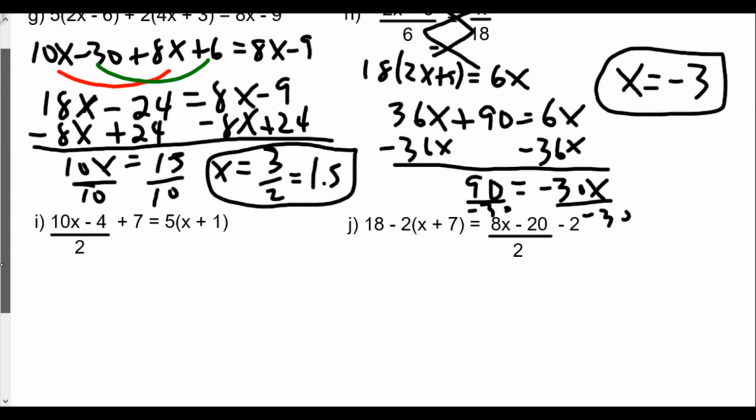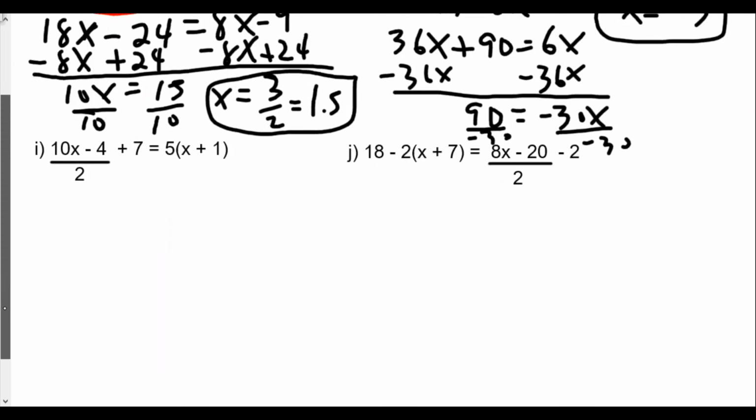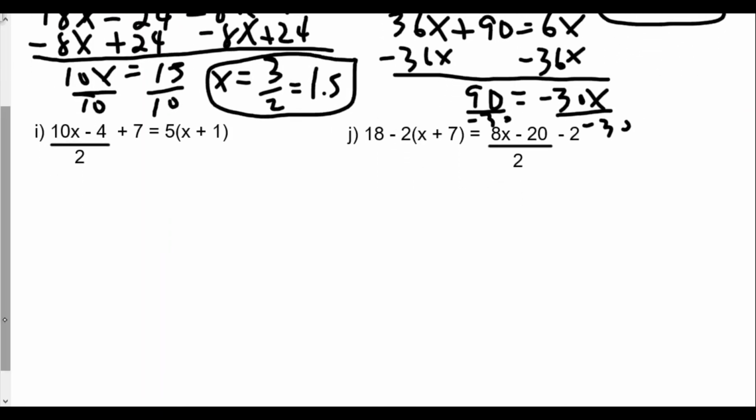All right, 2 more questions. Whew, this is a lot here. So, okay, I and j. We're going to distribute the right side. So we now have this, and you know what we can do? We can divide the 2 both into the 10x and in the negative 4. So we're going to get on the left side 5x minus 2. Keep in mind that 2 is dividing both of these things. Okay, so 10x divided by 2 is 5x, and negative 4 divided by 2 is negative 2.